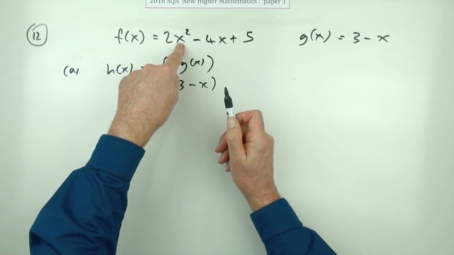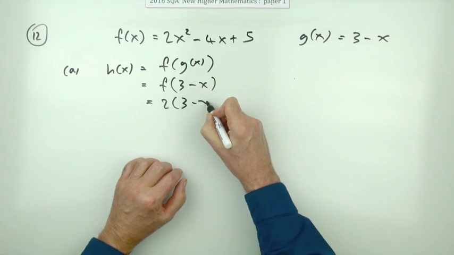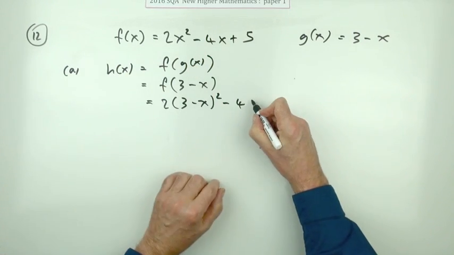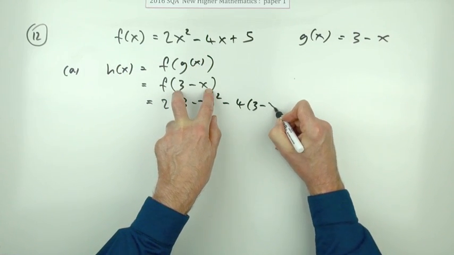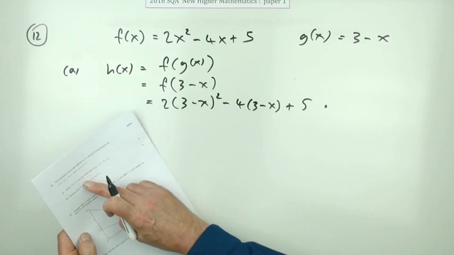It'll do 2 times what you feed it squared. So it'll do 2 times this thing, this whole 3 minus x squared, minus 4 times what you feed it. So 4 times this whole thing, 3 minus x plus 5. That's the first mark. Now you can't just jump from that to this final answer.